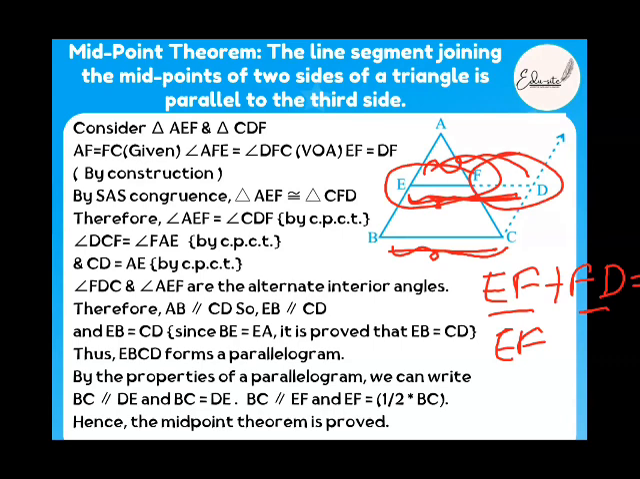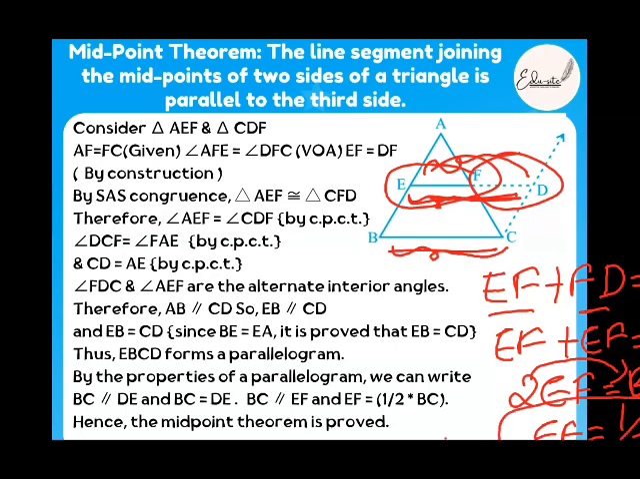Yes. Because of construction, EF plus EF is equal to BC, correct? 2 times EF is equal to BC. So EF is equal to, if you drag this 2 over this side, then it becomes EF is equal to half of BC. So this is your answer. This is the midpoint theorem proved. This is the midpoint theorem.